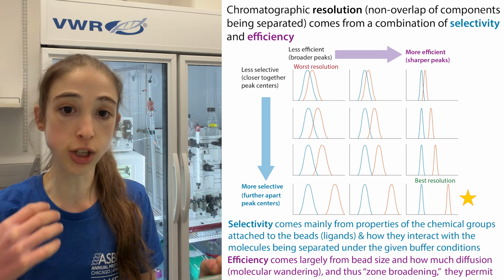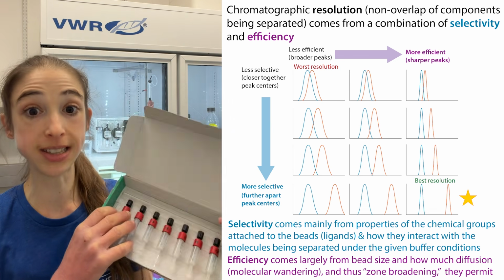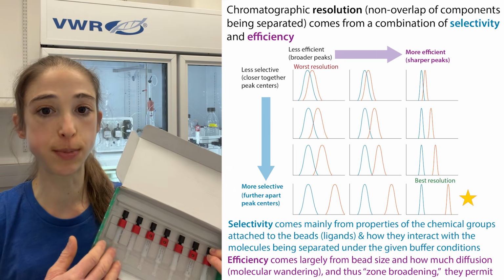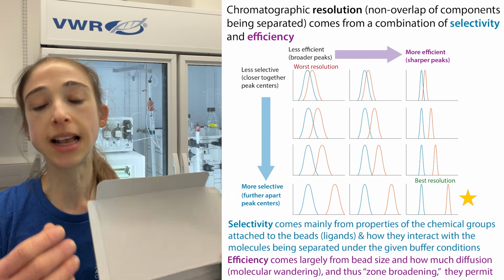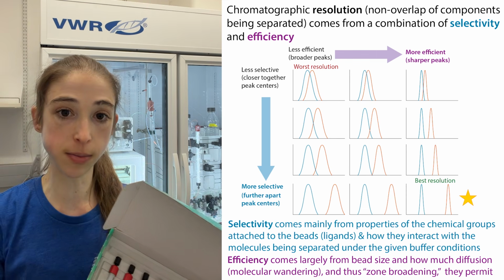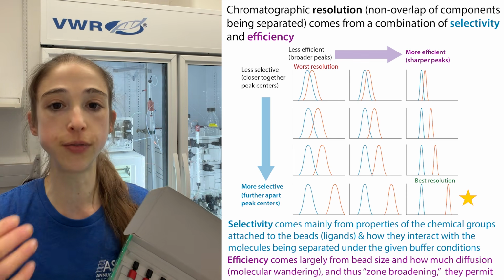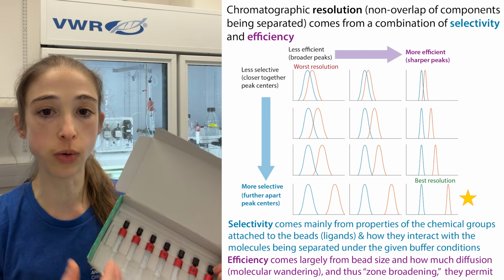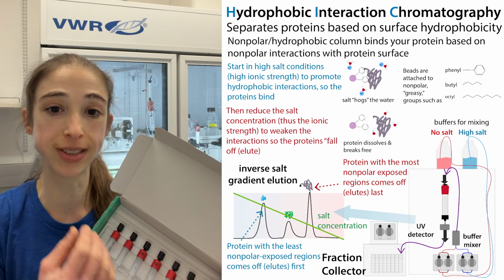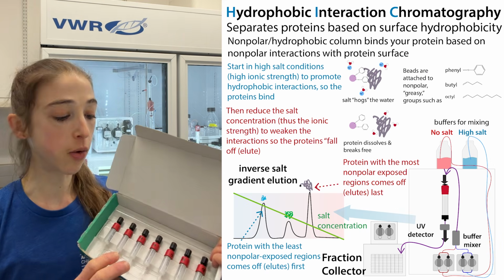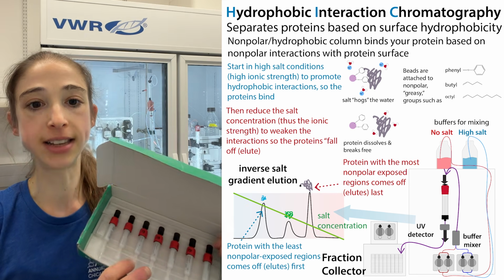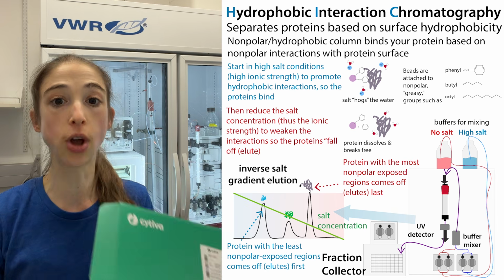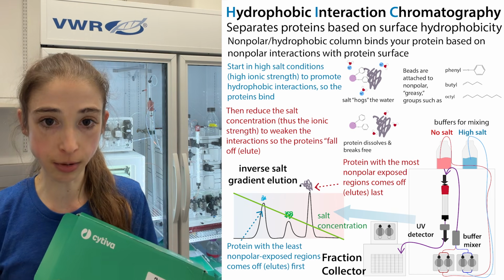impact how the molecules are interacting with the properties of the resin. The properties of the resin I'm talking about here are the differences between what's on the surface of the beads, as opposed to the differences in the size of the beads. So the size of the beads largely goes to efficiency, and the properties of the beads themselves, or at least the things attached to the beads, go towards the selectivity. Different beads have different properties, and so you might need to try different columns in order to find the beads that are best for resolving the proteins that you want to separate.